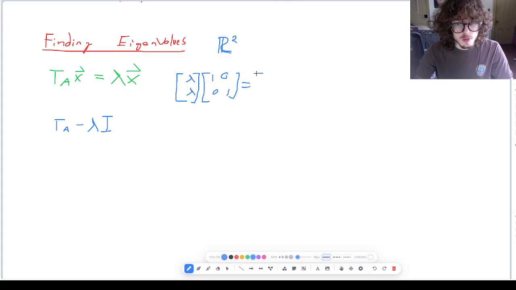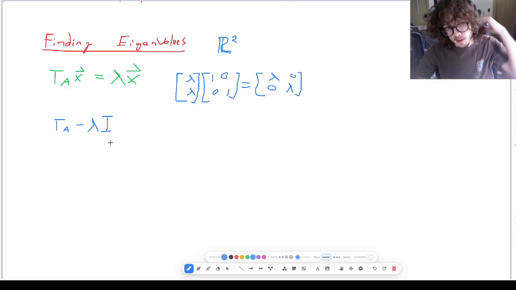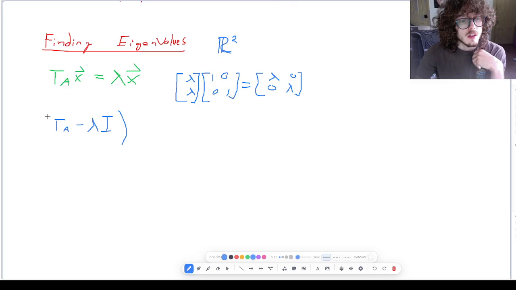And this will simply become lambda on the main diagonal, like that. All right, and we can factor out the vector, and we can set this equal to 0. Okay, this is a critically important way to find your eigenvalues.